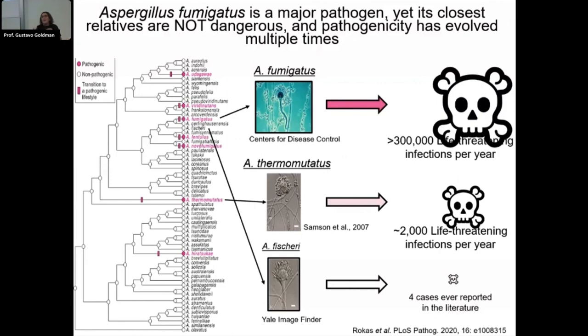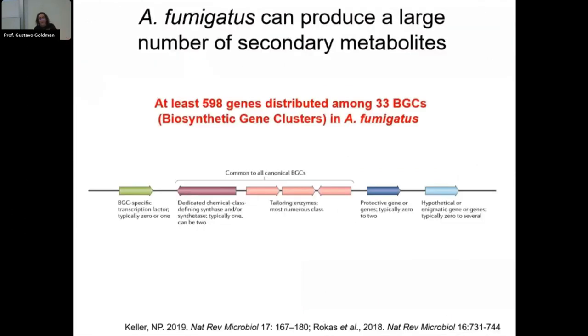And then, what makes Aspergillus so special? We believe that Aspergillus, among many other genetic determinants, is special because it can produce a large number of secondary metabolites. When we talk about a large number, we are talking about almost 600 genes that contribute to about 33 biosynthetic gene clusters in fumigatus.